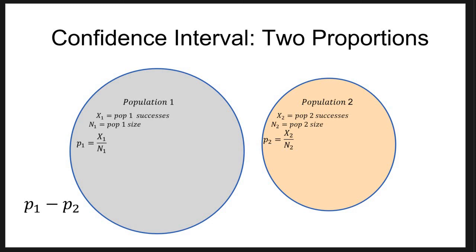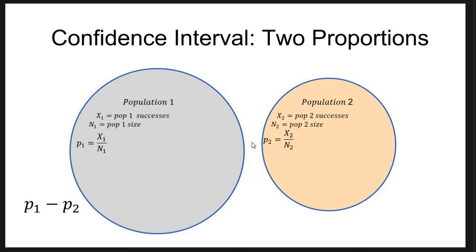All right, now let's talk about a confidence interval for two proportions. What I have here is two populations. Within the first population, I have N1 as the population size. Out of that N1 population size, X1 of those are successes. So the proportion of successes in population 1 is P1, which is just X1, the number of successes, over N1, the population size.